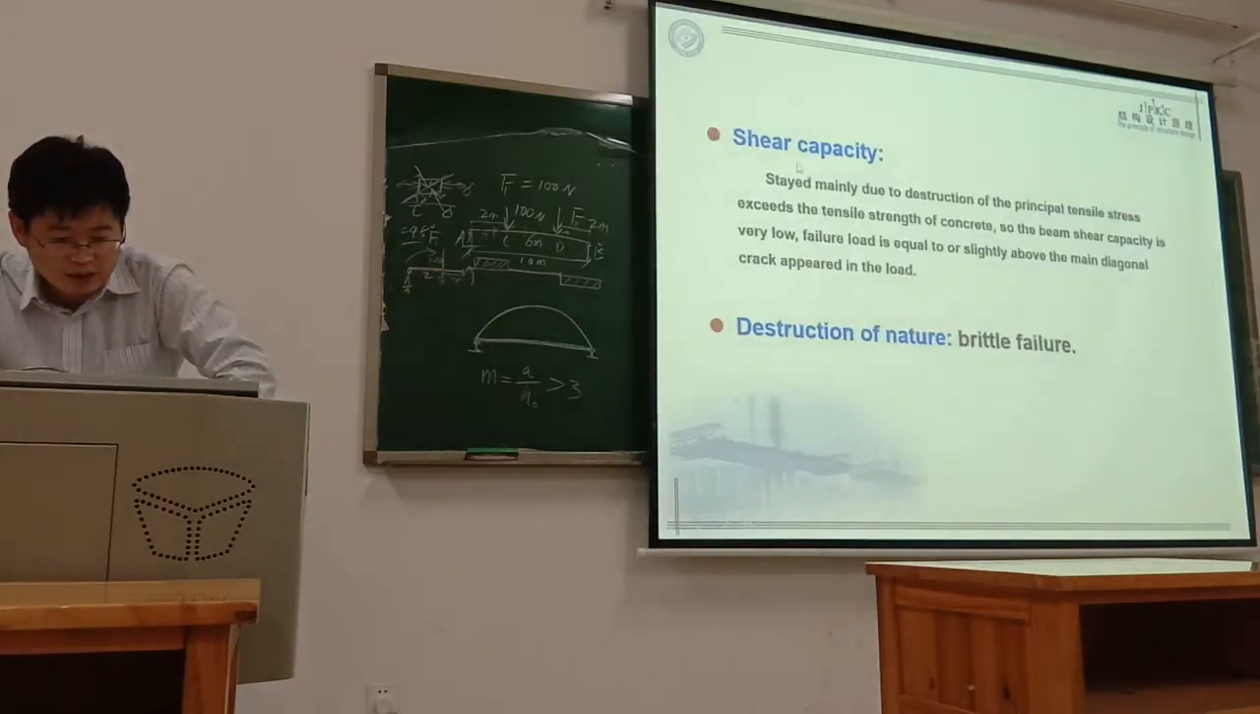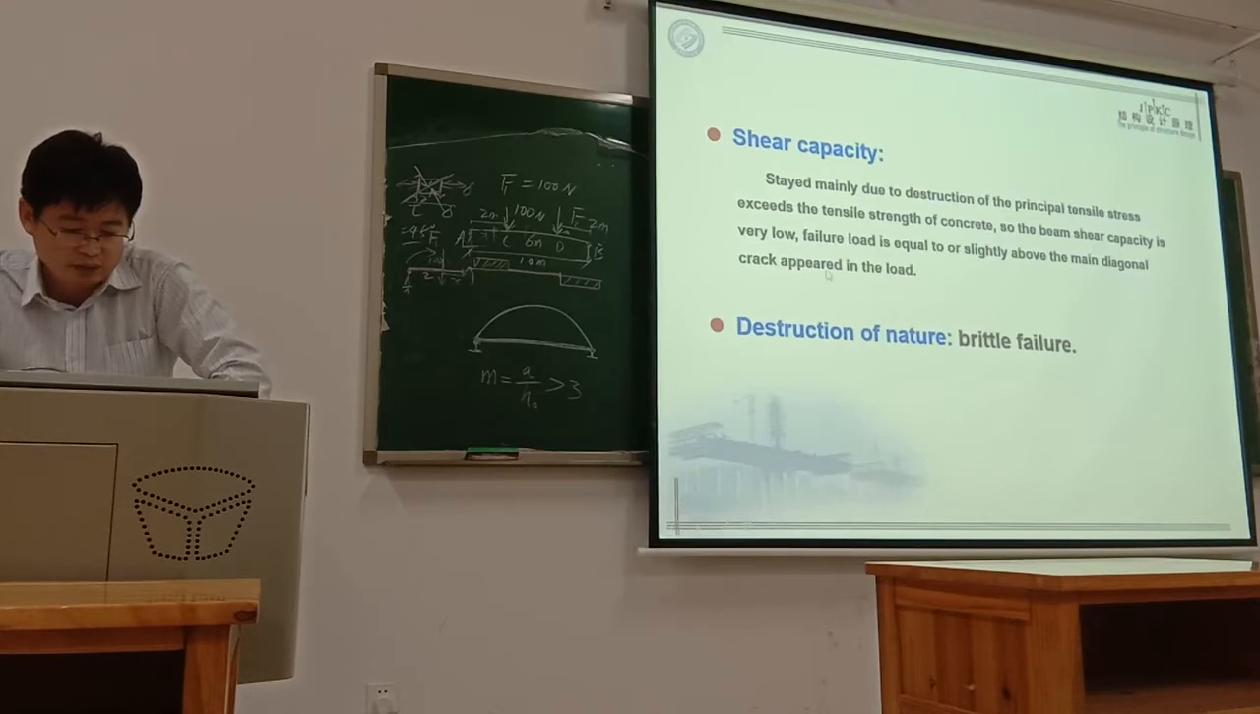The shear capacity is mainly governed by the principal tensile stress exceeding the tensile strength of concrete, so the beam's shear capacity is very low. The failure load is equal to or slightly above the load at which the main diagonal crack appears.